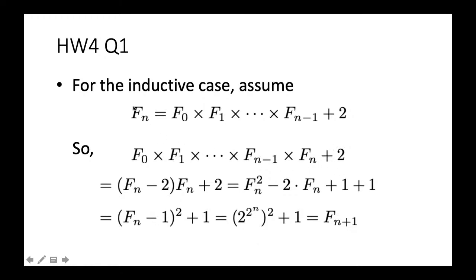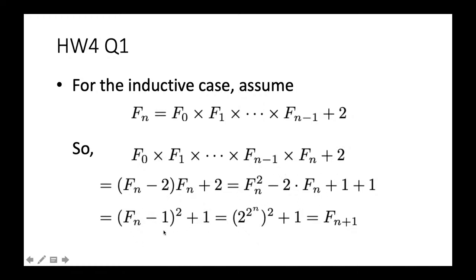Based on this assumption, the product of the former part is simply f of n minus 2. And f of n minus 2 multiplied with f of n is f of n squared minus 2 times f of n. And this plus 2, we can make into plus 1 and plus 1. The reason I want to do so is that this part we can factorize. This part is actually f of n minus 1 squared, and then plus 1.